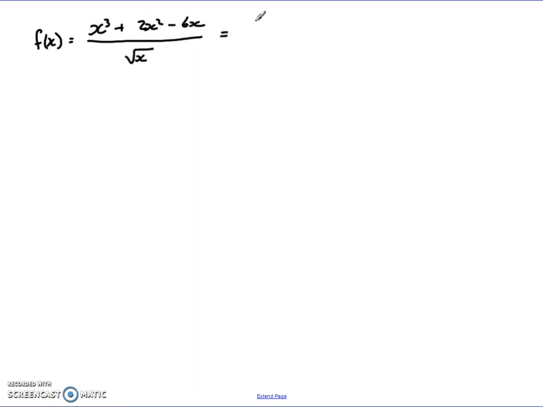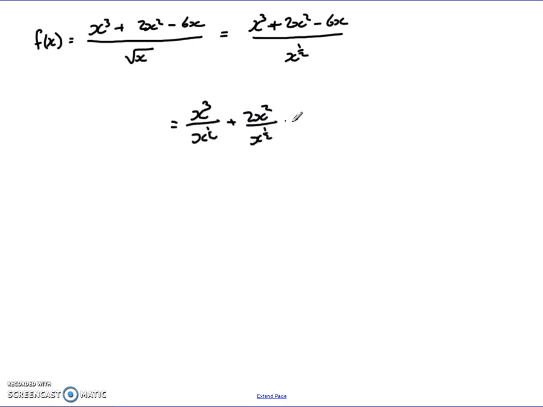Square root of x, we know this can be written as x cubed plus 2x squared minus 6x over x to the half. What I can then do is separate this into 3 separate fractions, all with the same denominator of x to the half. So I can write it as x cubed over x to the half plus 2x squared over x to the half minus 6x over x to the half. So I've got 3 separate fractions.